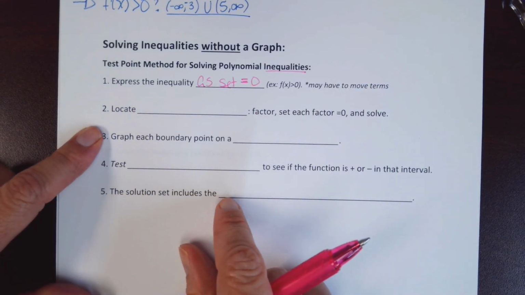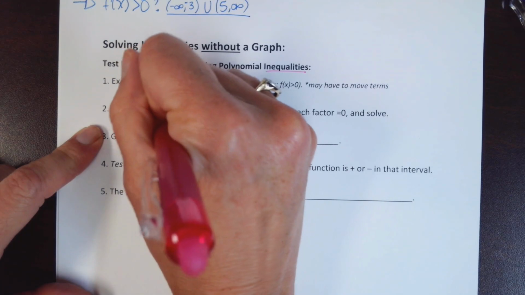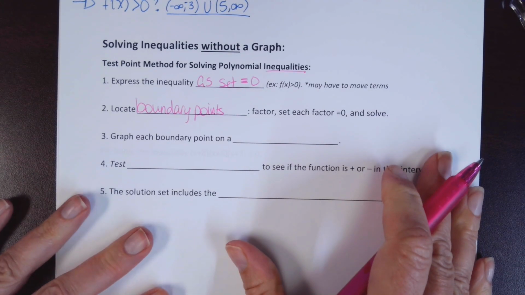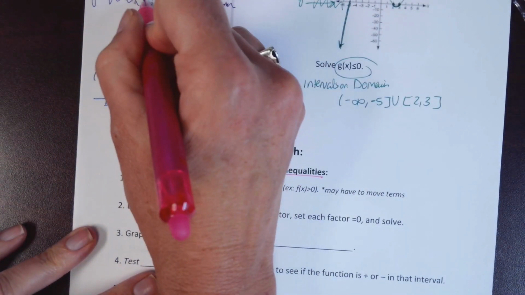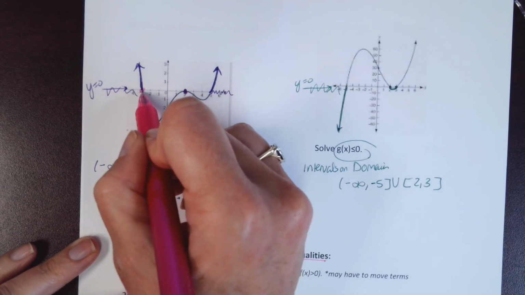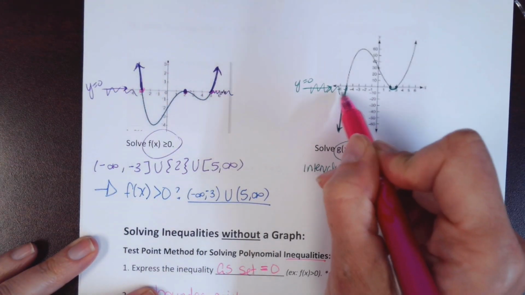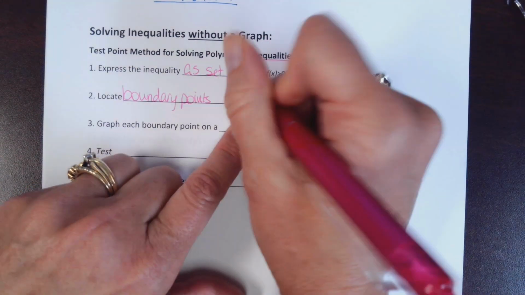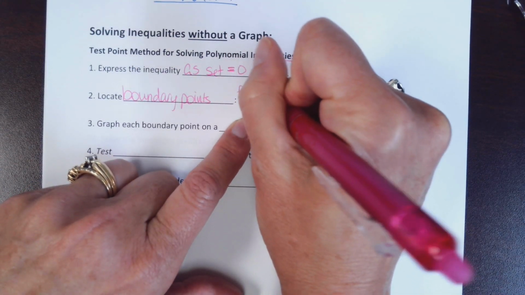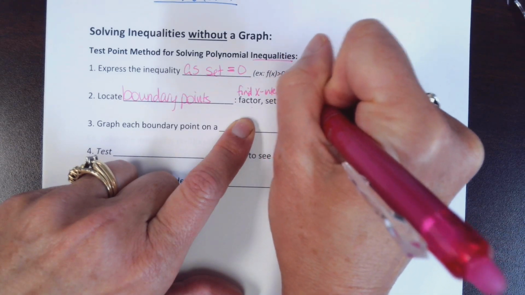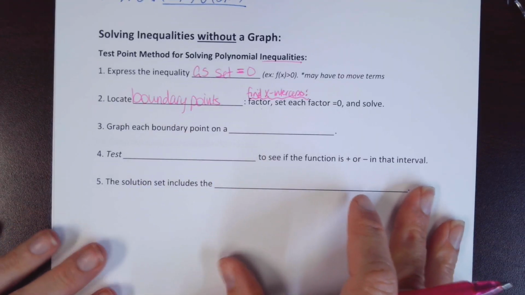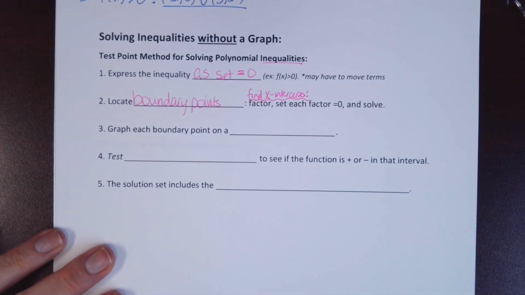Our second step is to locate what we're going to call boundary points. Our boundary points are those x-intercepts. That's going to be a boundary point, that's a boundary point, that's a boundary point, that's a boundary point. We factor, set each factor equal to 0, and solve. We are doing that to find our x-intercepts. That's the steps to finding the x-intercepts. Our x-intercepts are our boundary points.